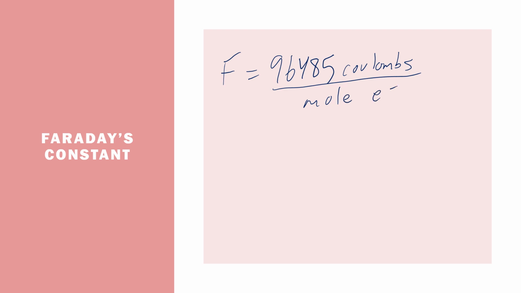So Q is measured in coulombs. That is the quantity of charge. And we know that I equals Q over T. We can relate the current to the moles of electrons, and therefore our chemical reaction, using Faraday's constant. So it winds up being very, very useful.